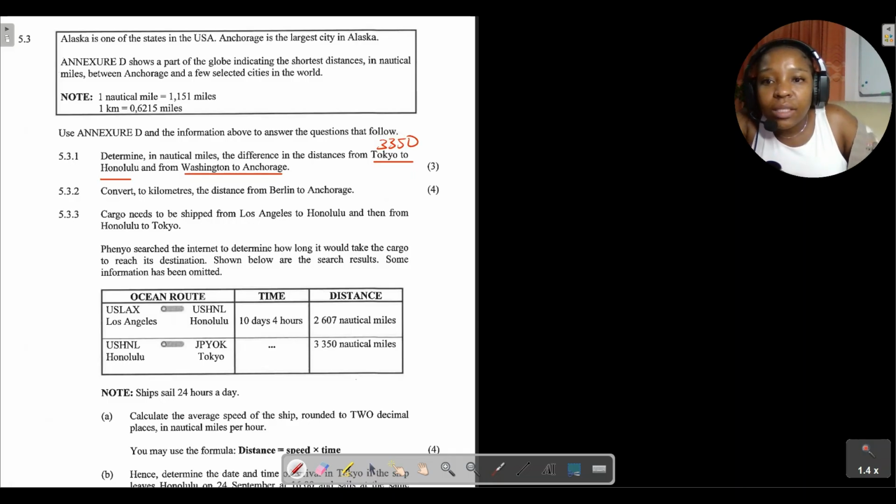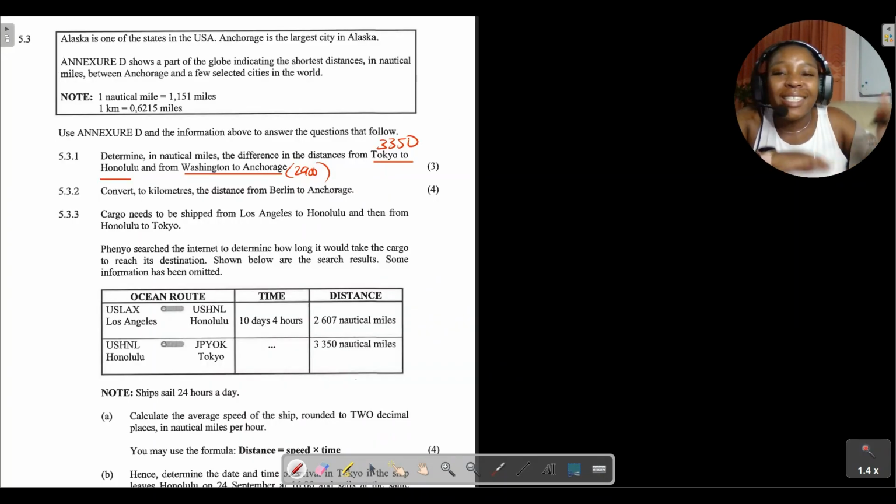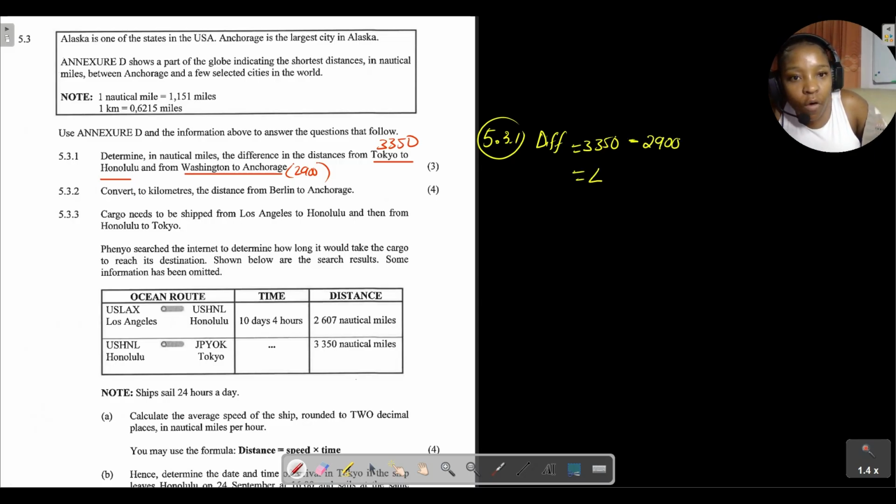3,350. Then from Washington to Anchorage, Washington is here, Anchorage is here. What's the distance? 2,900. All that we want to do is determine the difference in these distances. So to get the difference, question 5.3.1, the difference will just be equal to 3,350 nautical miles minus 2,900, and you will get 450 nautical miles.